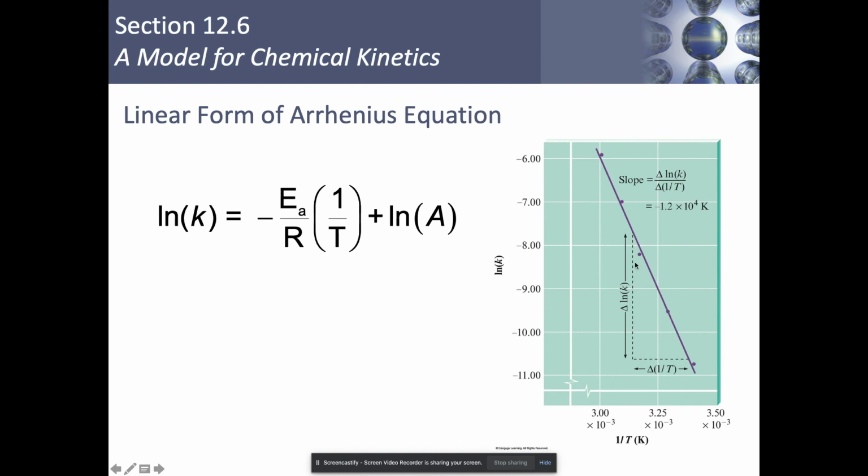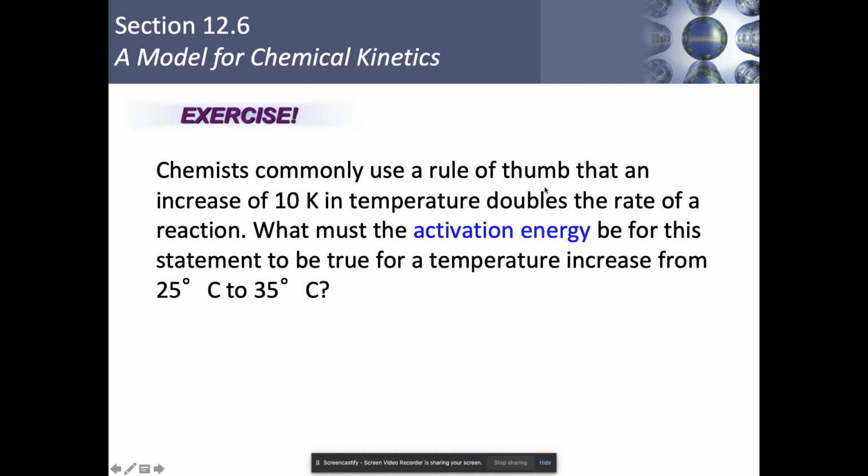And then from that, we can calculate what E sub A is because the slope is equal to negative E sub A over R. We just need to remove the R and flip the sign. That's all we would need to do. So let's actually do this. This is a rule of thumb that chemists actually use. It is called the 10K rule. Generally speaking, a reaction rate doubles every 10K.